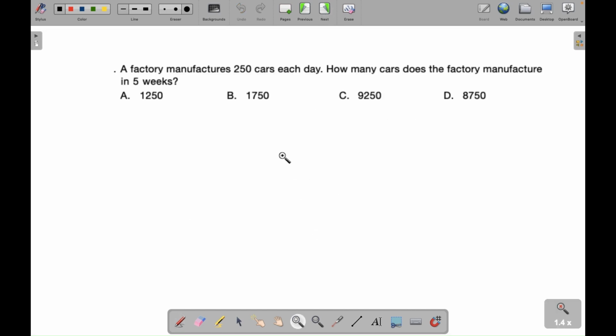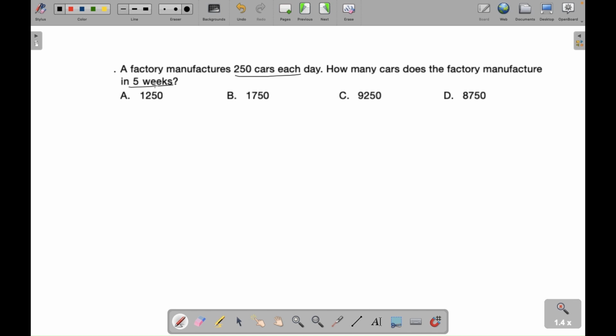Another question, a factory manufactures 250 cars every day. How many cars does the factory manufacture in 5 weeks? Again, repeated addition, but we have to do some manipulation here. So 250 cars every day. So the factory manufactures 250 cars every day. So we have to find the number of cars that the factory manufactures in 5 weeks.